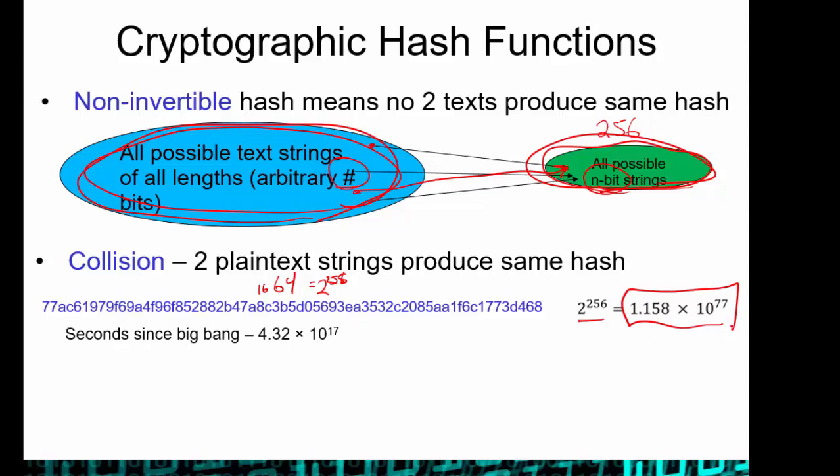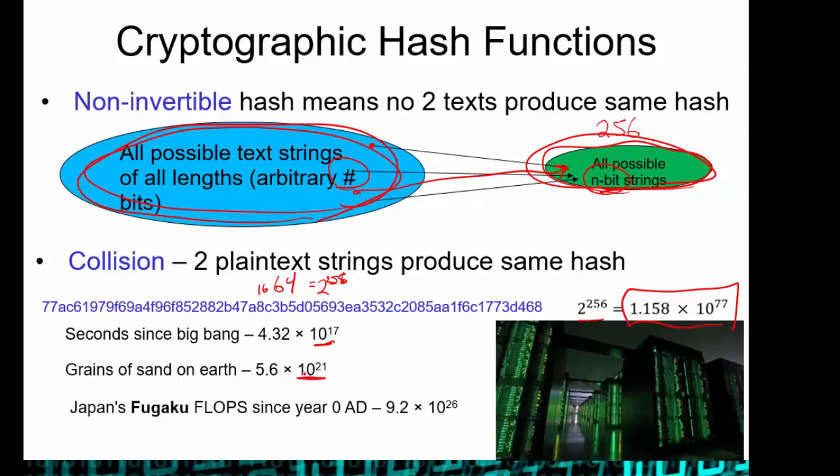If we were to look at the number of seconds since the Big Bang, right, that is only 10 to the 17th. That is just a minuscule number relative to the number of different hashes there are. If you were to look at the number of grains of sand on the entire Earth, they estimate that at about 10 to the 21. We're still not even close to what that is.